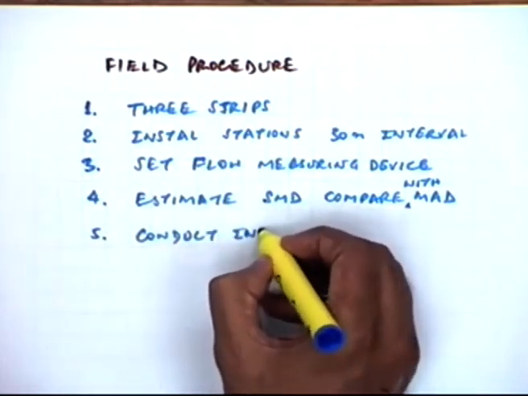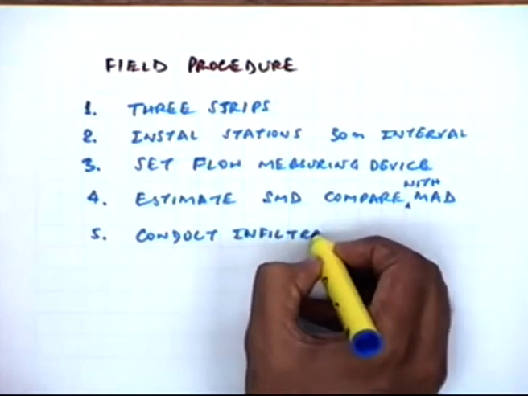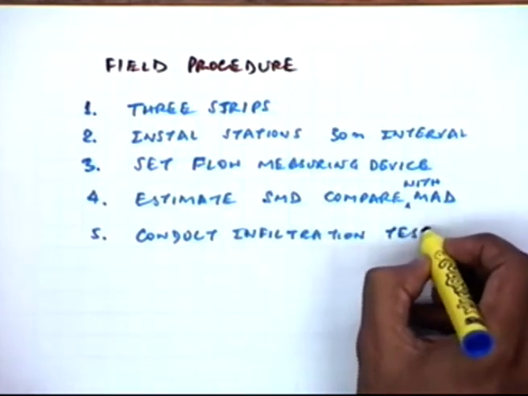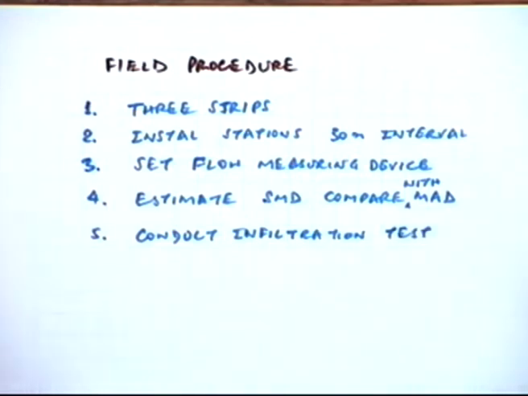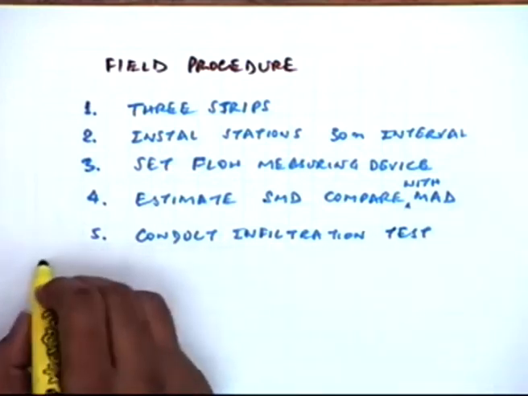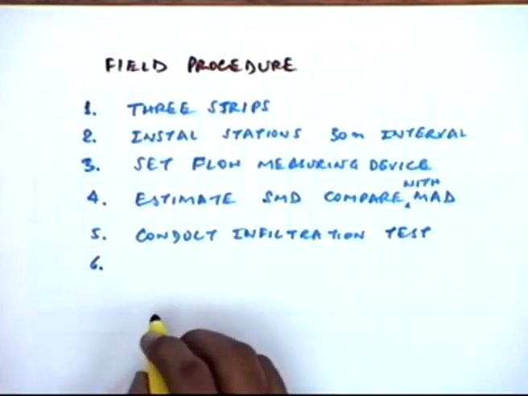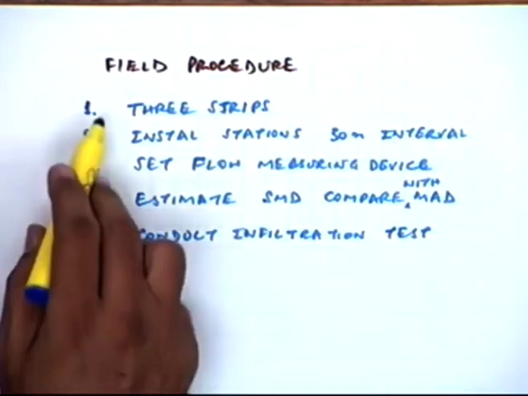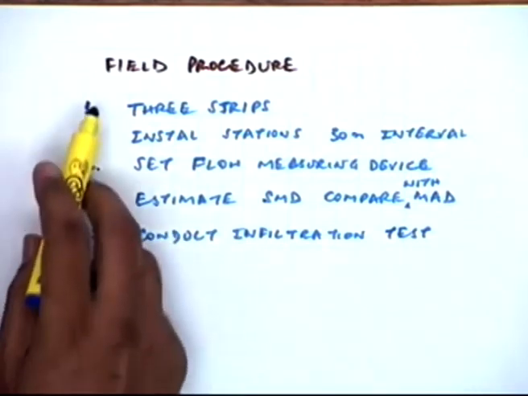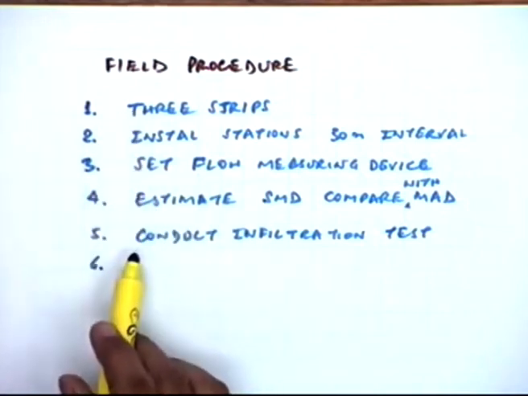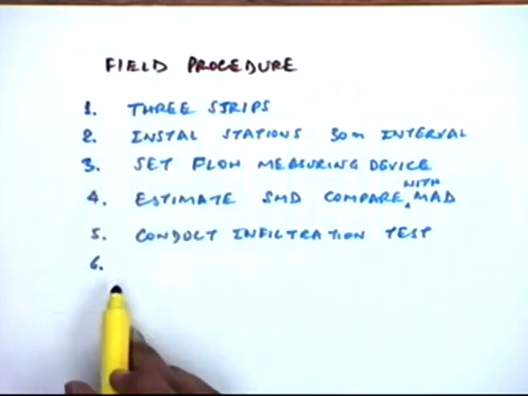Then conduct infiltration tests at least at 3 or 4 places in each strip. Now, having done this, these are the initial settings or the initial steps which you will have to take care of before you set the inflow rate.